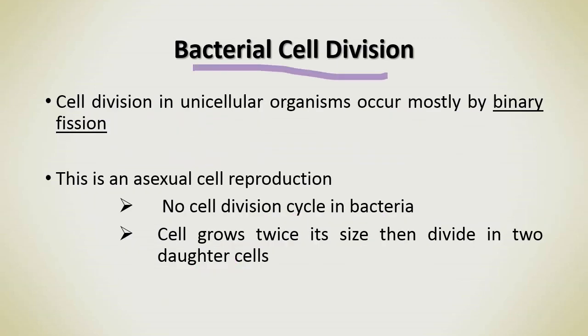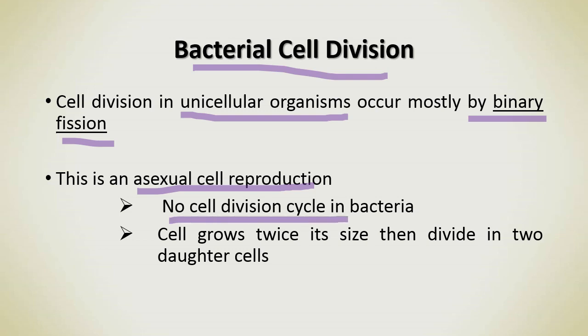Okay, bacterial cell division. Cell division in unicellular organisms, which includes bacteria, occurs via binary fission. Binary fission is an asexual cell reproduction, which means it doesn't involve male and female cells. And no cell division cycle also happens in bacteria. Usually a cell will grow to twice its size and then divide into two daughter cells.